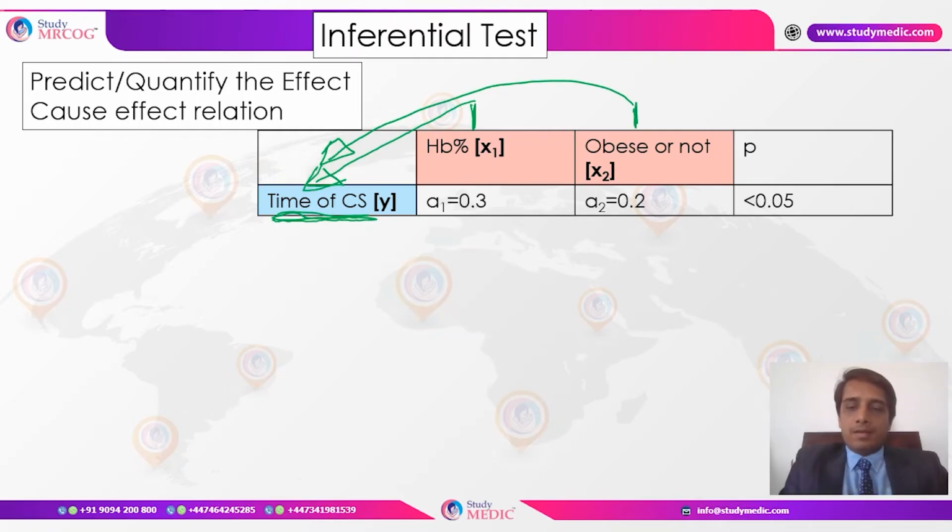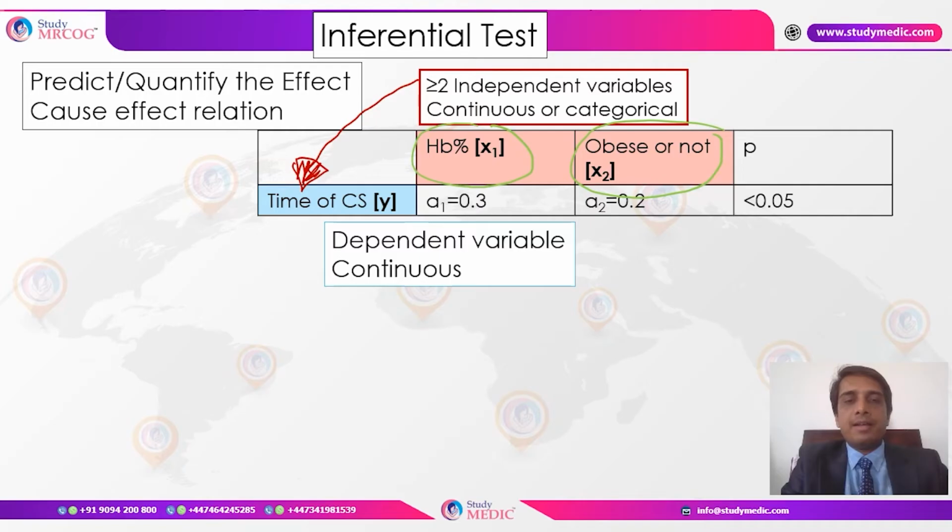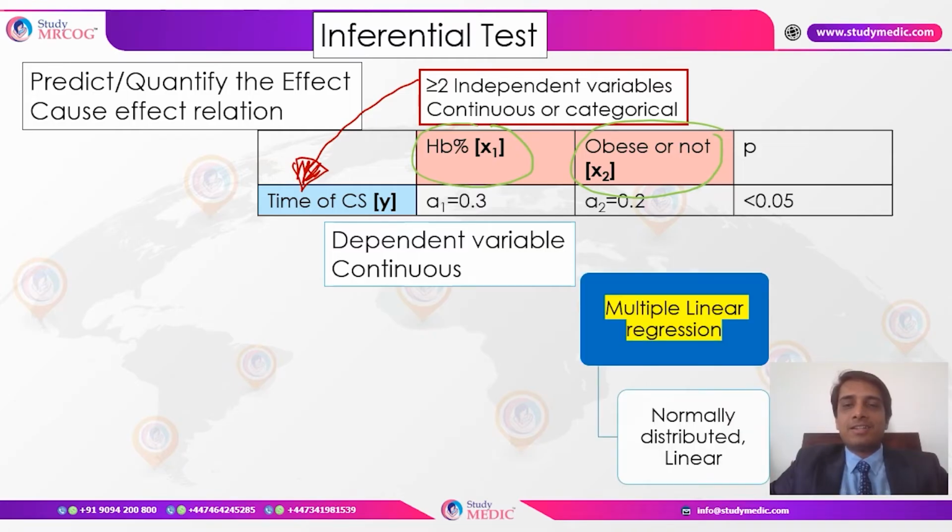So here you can see the dependent variable, time duration, is again continuous, whereas there is more than one independent variable here, right? That is the hemoglobin and whether the person is obese or not. They may be continuous or categorical, it should not matter. In such a case, if you want to predict one dependent continuous variable from more than one independent predictor variable, whether continuous or categorical, then we go ahead and use the extension of this simple linear regression, that is multiple linear regression test.